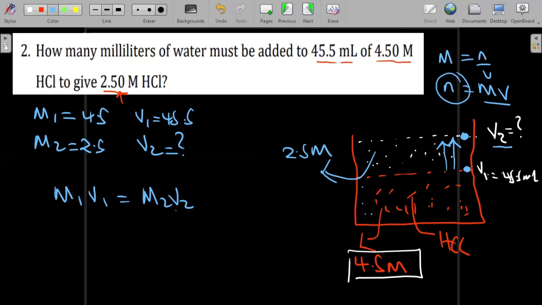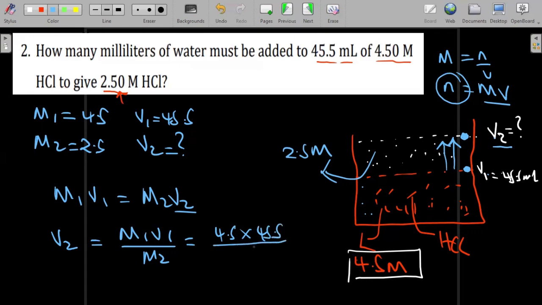Here we want to find V2, so we can make it the subject. V2 is going to be equal to M1V1 divided by what? M2. So this is equal to our M1, which is 4.5, times our V1, which is 45.5, divided by our M2, which is 2.5. So what are we going to find as our final volume? When I punch this on my calculator, please counter check with yours too, I'm getting 81.9 milliliters if I round off to 3 significant figures.